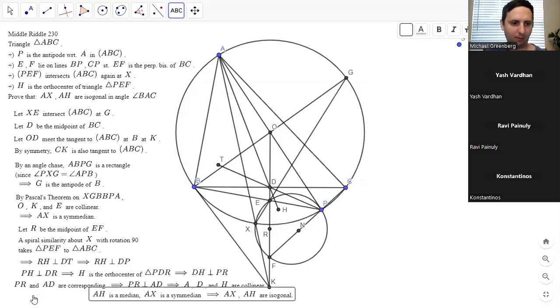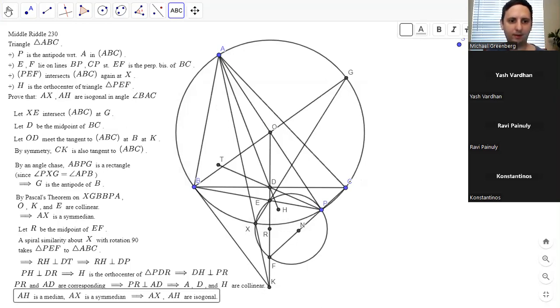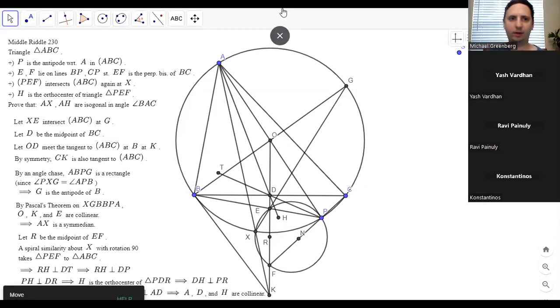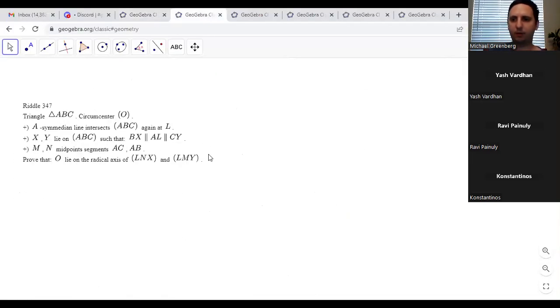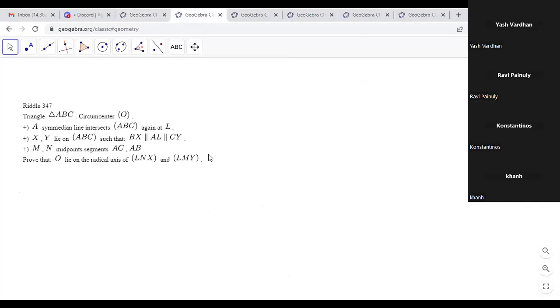So yeah, it took me a little while to write it all up, but we solved it pretty quickly. All right, so here is the next problem. This one I think is a little harder.